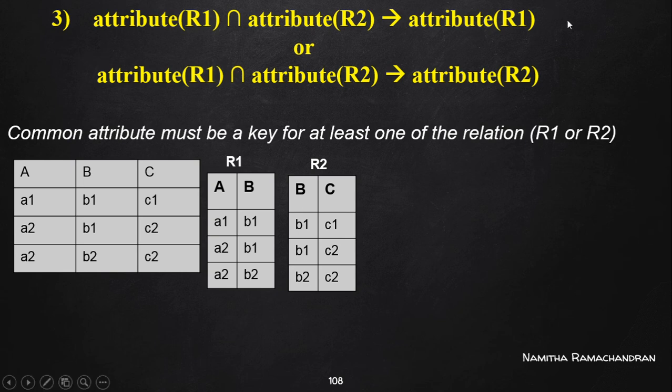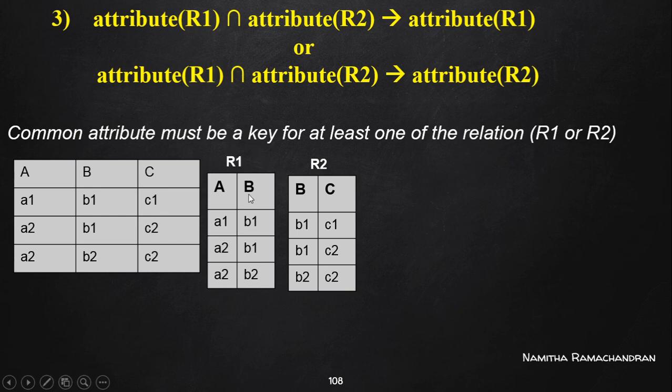Now check this 3. That is, whether this common attribute is a candidate key of either R1 or R2. We don't need B to be a candidate key for both R1 and R2. We need this common attribute as a candidate key of any one of these. If this B becomes a candidate key for both R1 and R2, this is also a valid case.